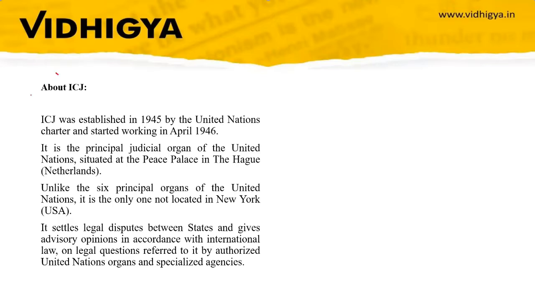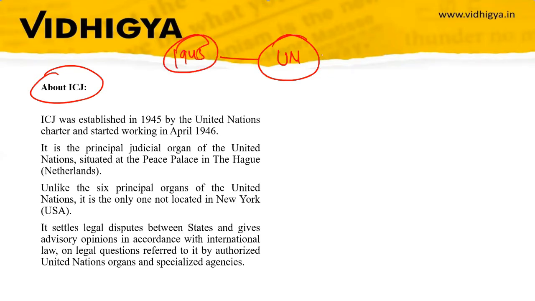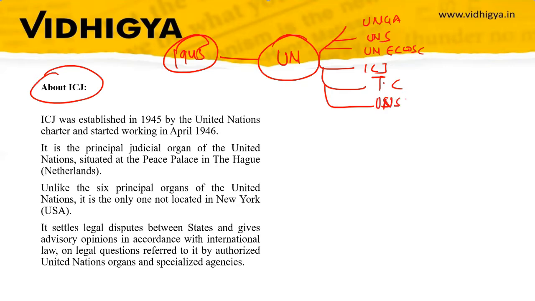Now about the ICJ. What is the ICJ? First thing, it is a principal organ of the United Nations. We have discussed the United Nations. Formed in 1945, it has six principal organs: the UN General Assembly, the UN Secretariat, the United Nations Economic and Social Council, the International Court of Justice, the Trusteeship Council, and then one more, the United Nations Security Council. So these are the six principal organs.